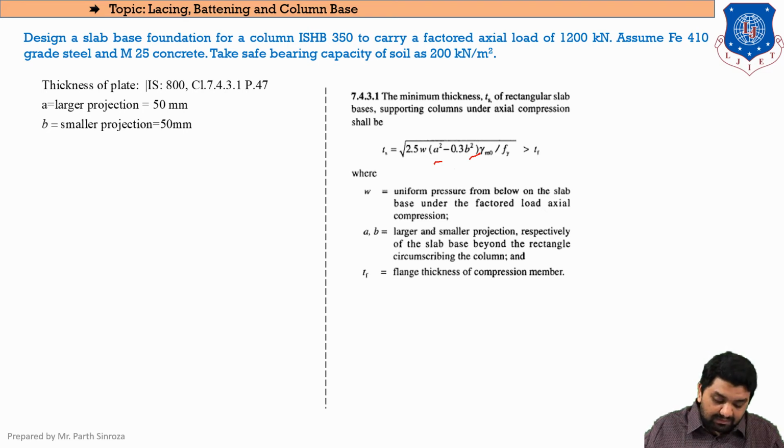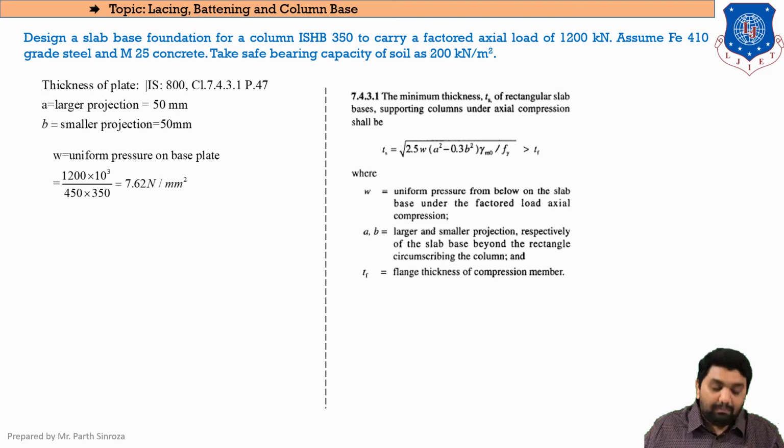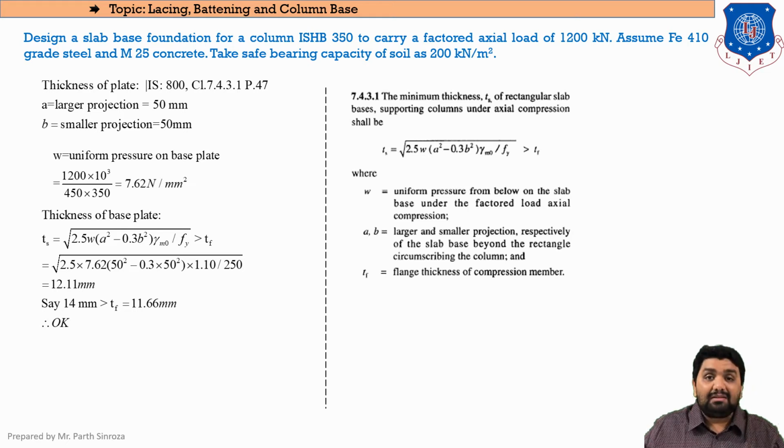So our A and B in this case will be 50 mm, and W will be our uniform pressure on plate. And uniform pressure on plate can be solved by the equation, that is load upon area. Clear? Sigma equal to P by A. So the pressure can be calculated from this equation, that is load upon area, but area of base plate, because we are dealing with load or the strength, or you can say pressure on the base plate. So the area of base plate was 450 cross 350 and the load that is to be resisted is 120 kilonewton. So the pressure on the base plate comes out to be 7.62 Newton per mm square. And now we'll be finding the thickness of base plate.